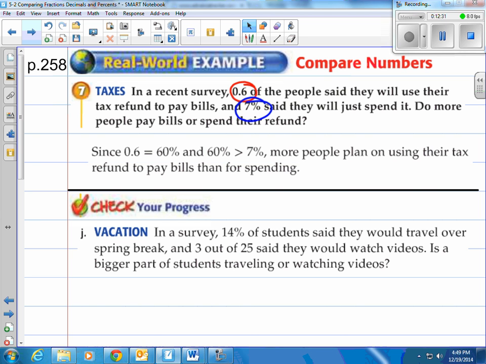So, since 0.6 is equal to 60%, and 60% is greater than 7%, more people plan on using their tax refund to pay bills than for spending. Now, just so you understand, again, that 0.6, they've changed that to a percent by moving it over 2 spots, filling in with the 0 right here, and then putting a percent on it. So 0.6 is actually 60%. That's way larger than 7%. How about you give it a shot here?